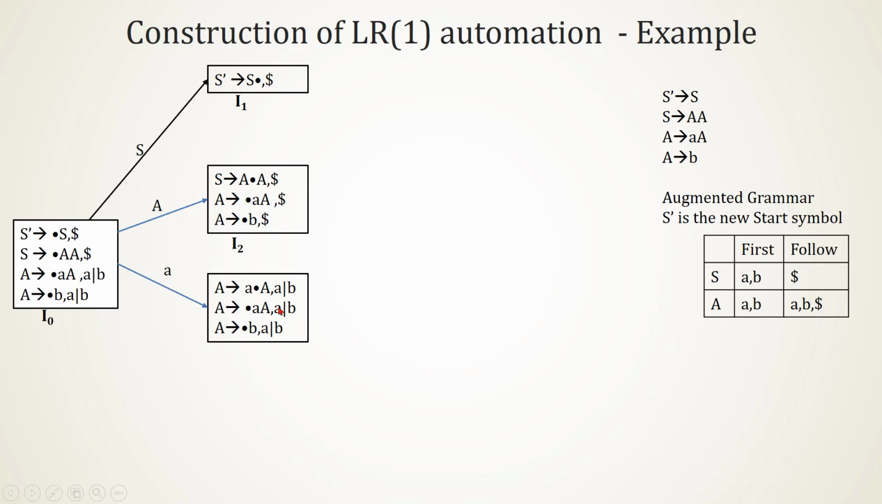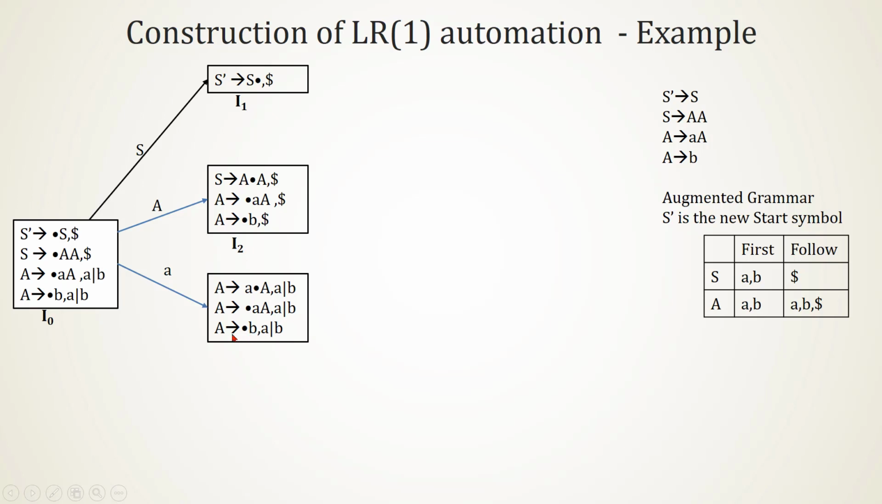So here the look ahead is A or B. Why? Because I added these two A productions because I got a dot A. So you have to look at the symbols after that dot A. After that dot I have A and B. So what is first of A and B? First of A and B is A and B itself. So I have added A and B as the look ahead.